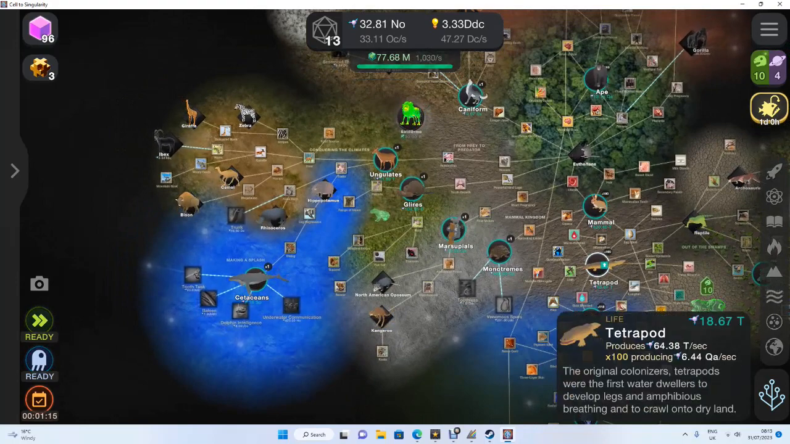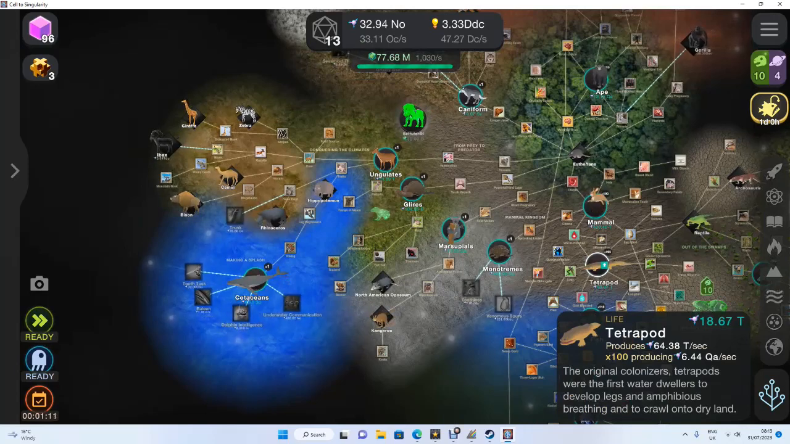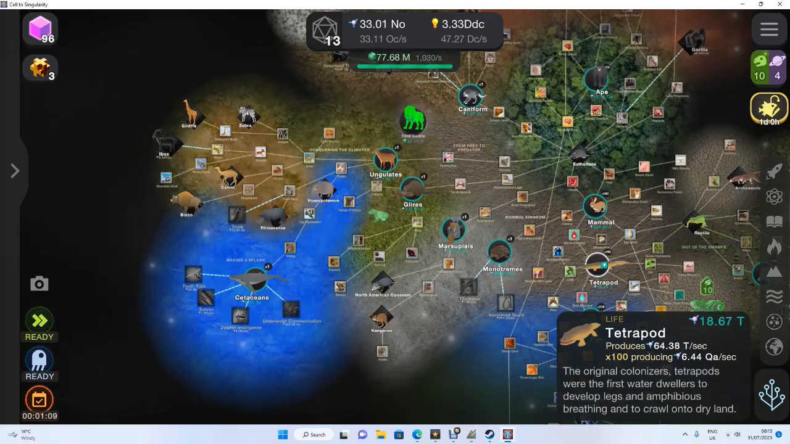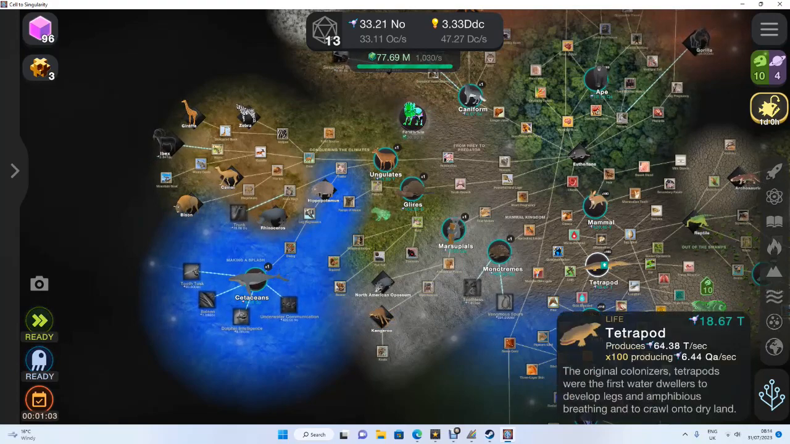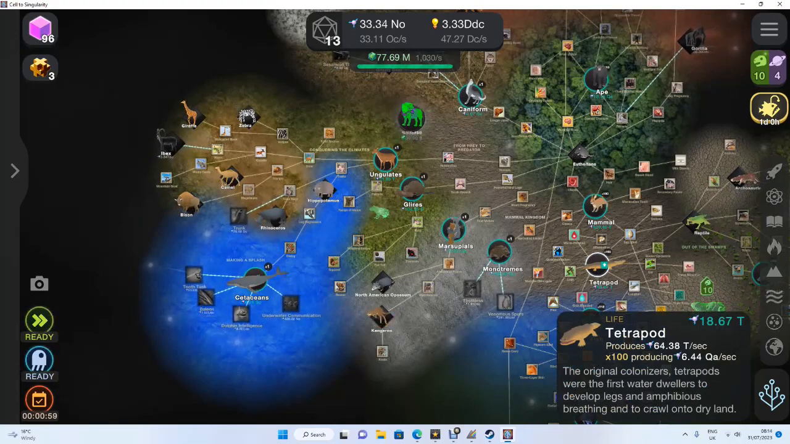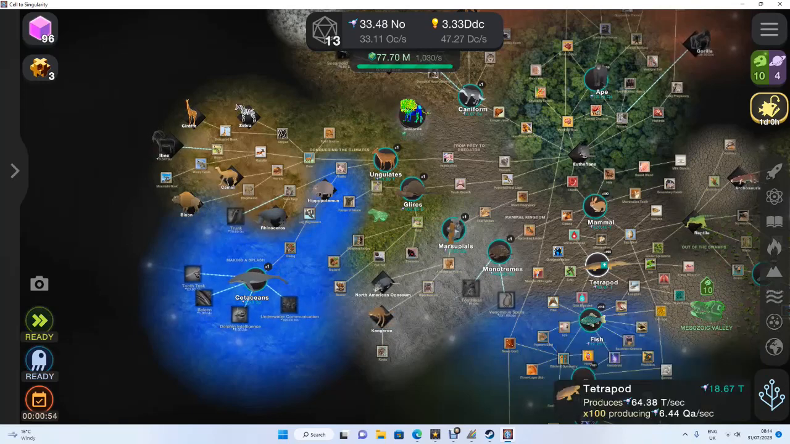Tetrapod. The original colonizers. Ha, funny. Tetrapods were the first water dwellers to develop legs and amphibious breathing and to crawl onto dry land. What is wrong with your face? Look at that. What is this? I know it says tetrapod, but goddamn.